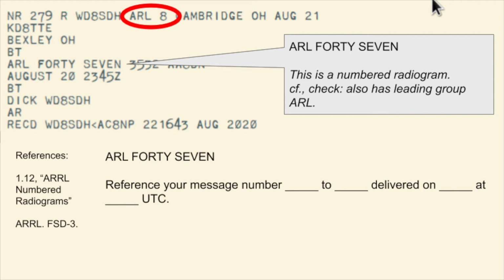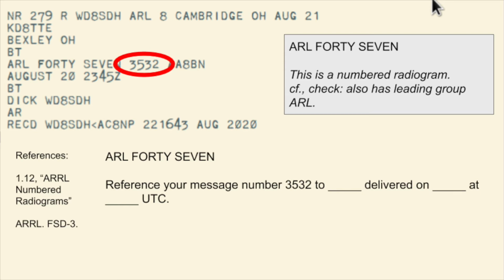So you can see that we have the check has a leading group ARL, and inside of the text we have a group ARL and then a number spelled out. That is what the ARL numbered radiogram is. It saves us time, and it makes a rigorous format that allows us to contain information in a way that's unambiguous. Filling in the first blank, we put in the message number.